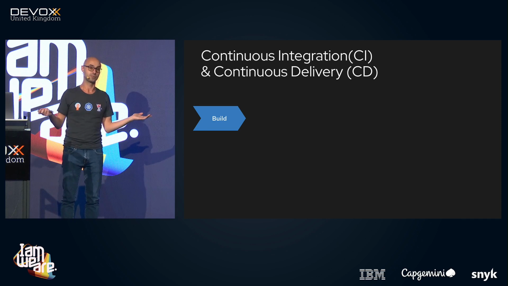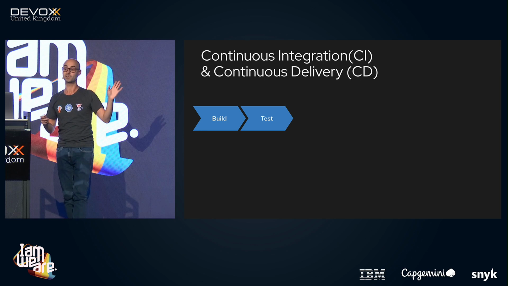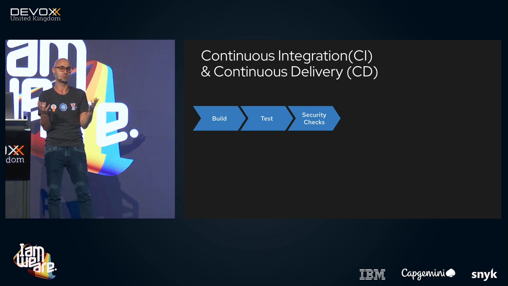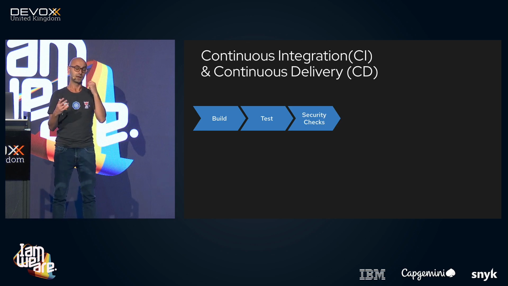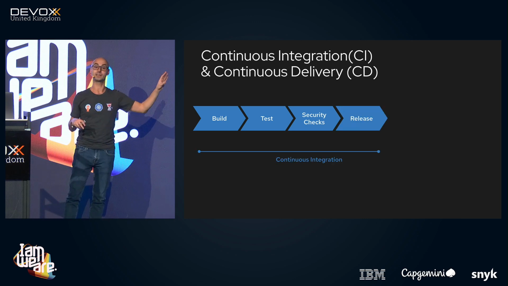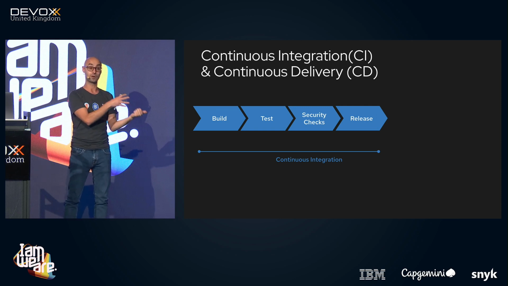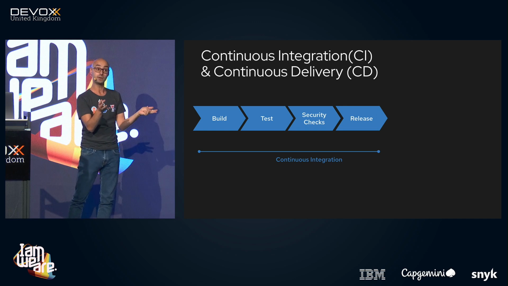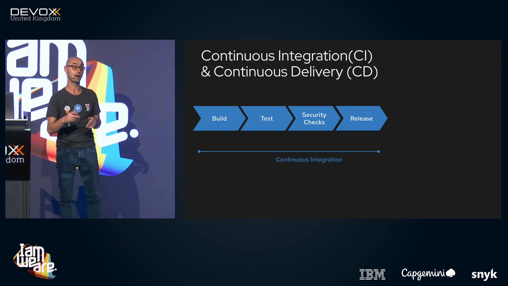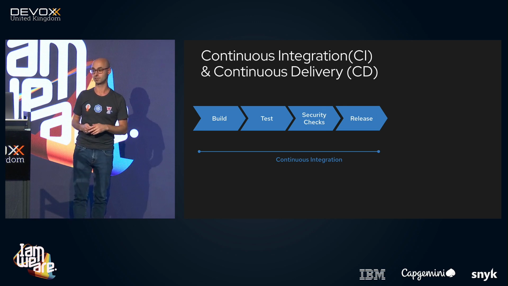Probably most of you already know that in the continuous integration pipeline, we've got the build phase, the test phase, the security checks, where we usually do static code analysis, for example, and then we release. And when I say we release, I mean that we take the output, maybe it's a JAR file, maybe it's a WAR file, maybe it's a container, and we publish it to our artifact repository. And this is the end of the continuous integration pipeline.